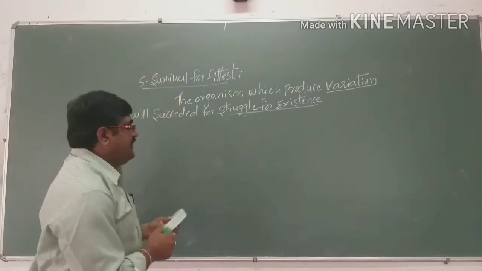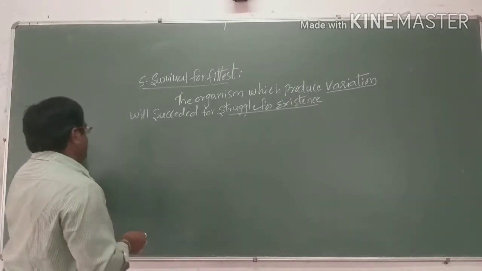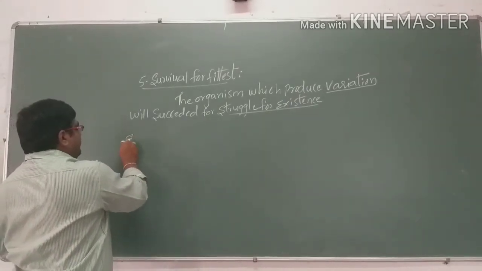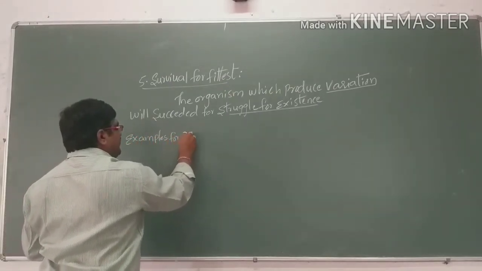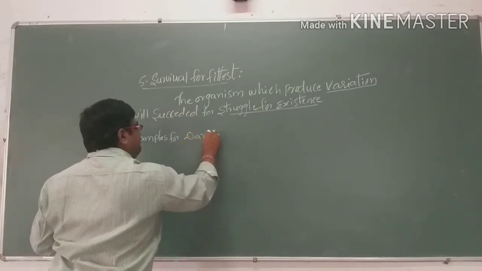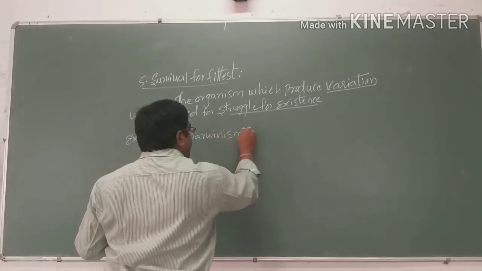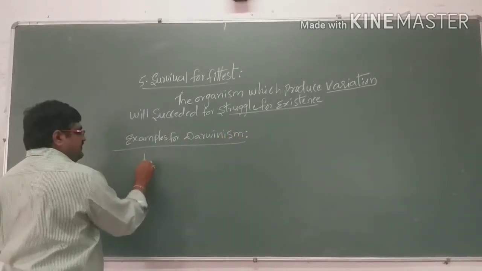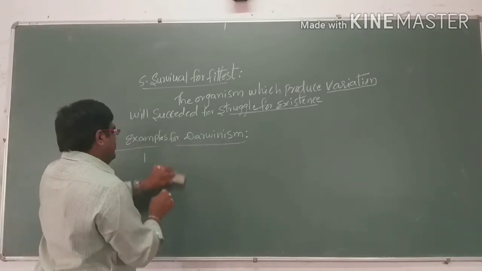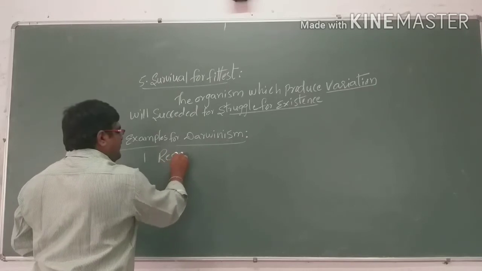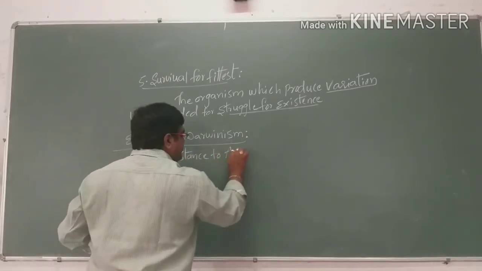Let us take an example here. We take Darwin's examples for Darwinism. The first one is resistance to antibiotics.